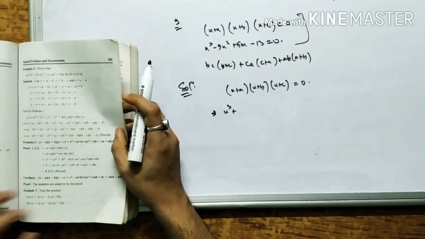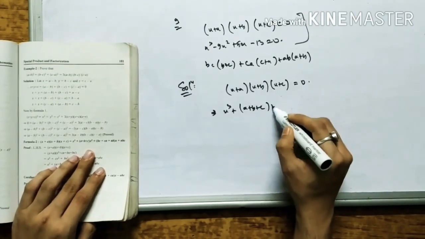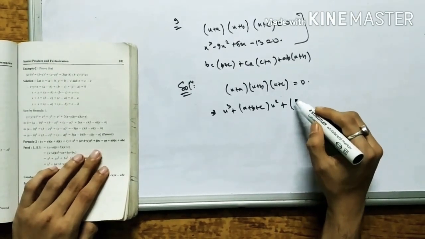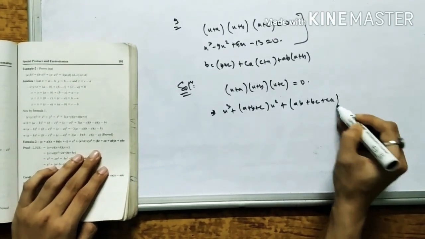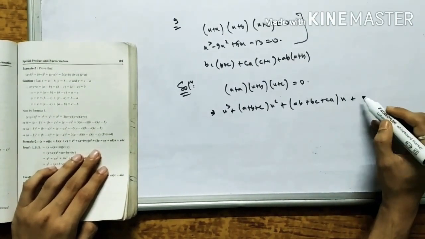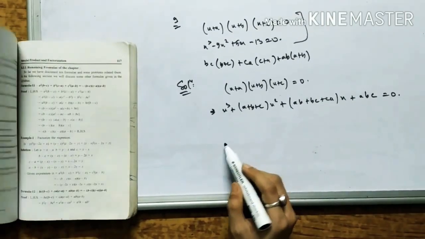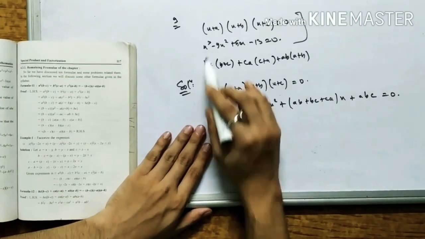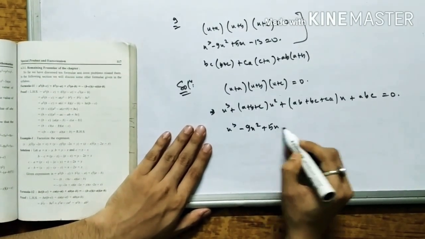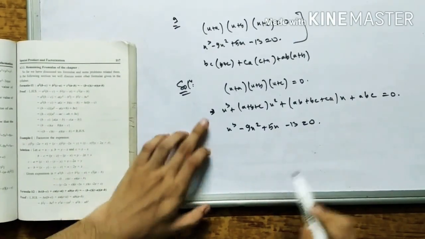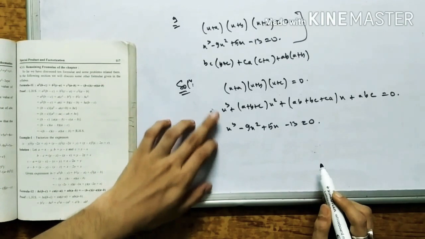A plus b plus c, this is the formula. This is the formula of x square plus ab plus bc plus ca x plus abc is equals to 0, I will get. Okay, this is the formula of this. And the next equation, you say x cube minus 9x square plus 5x minus 13 is equals to 0. Now these two equations are same.